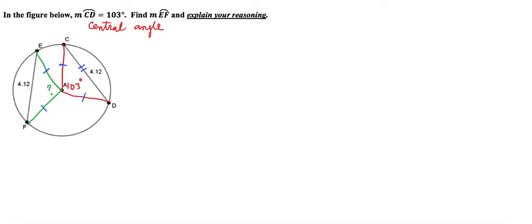Okay. So now you can see that this problem is practically done. We just need to write up all of the details. So let's write up all the details. We can say that AC, that red line right there, must be congruent to AE. They are both radii.